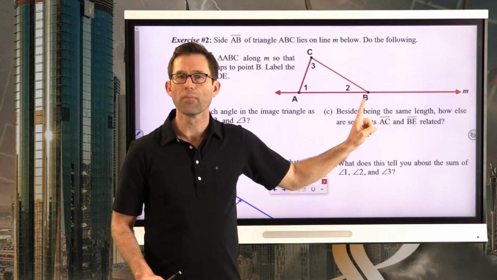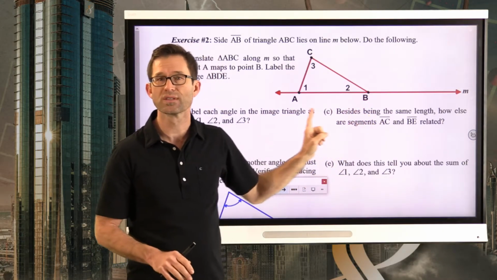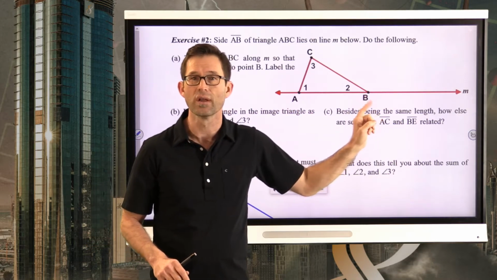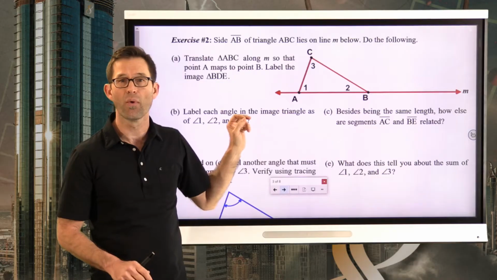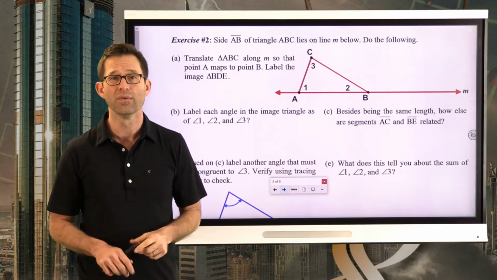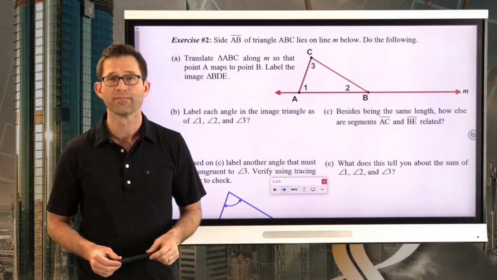You don't have to then label point B as A prime. We're just going to say that B is the image of A after this translation. But then you should label the other 2 points D and E. Go ahead and pause the video right now and do this translation using tracing paper.